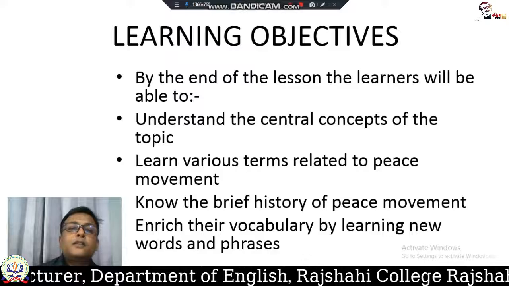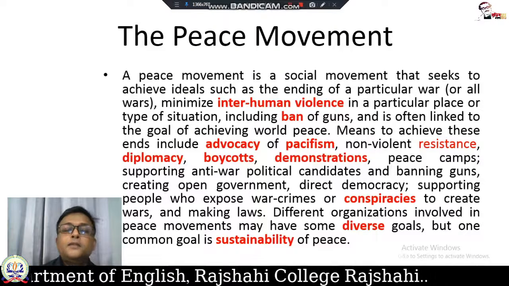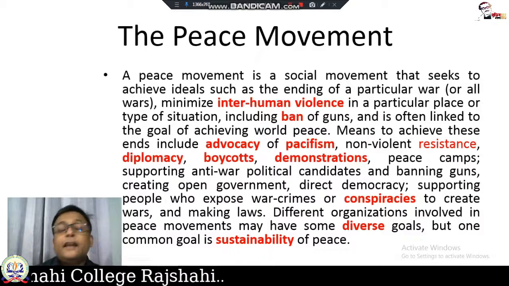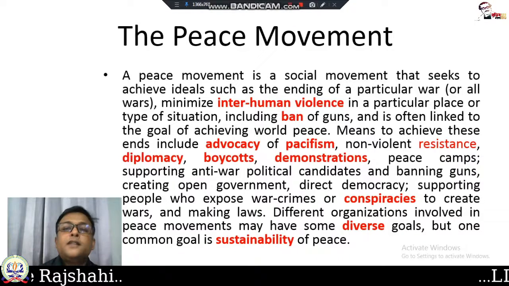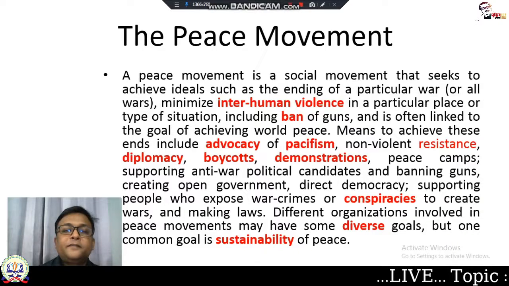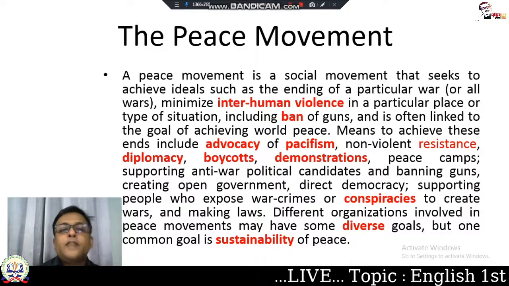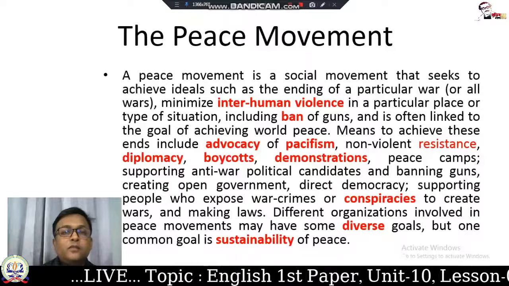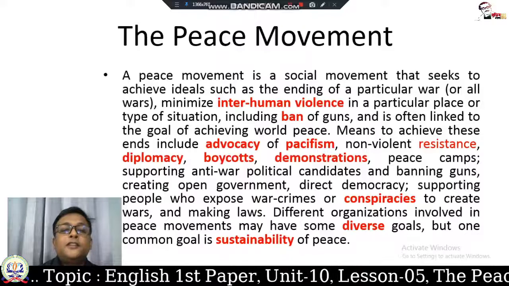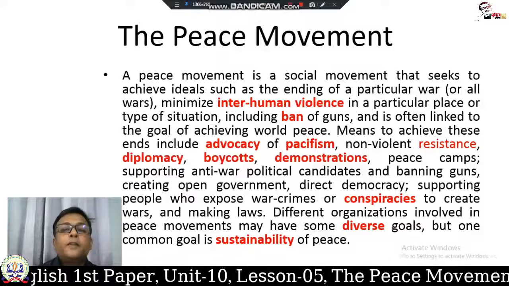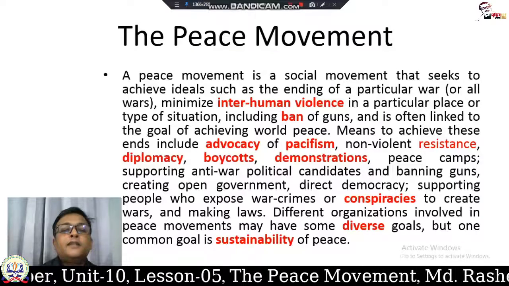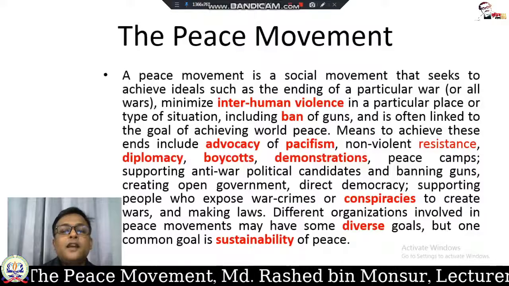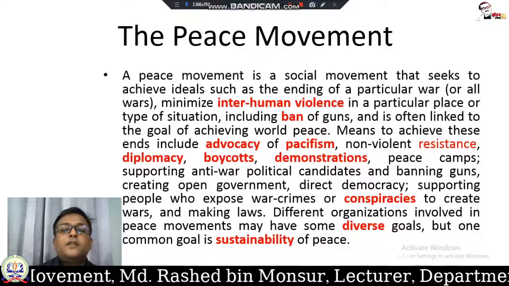So let us begin our lesson proper. The peace movement. In the very first sentence of this passage, you will have an idea or a definition of what is meant by peace movement. Let us begin reading from the text. The text says, a peace movement is a social movement that seeks to achieve ideals such as ending a particular war or all wars, minimizing interhuman violence in a particular place or type of situation, including a ban on guns, and is often linked to the goal of achieving world peace.